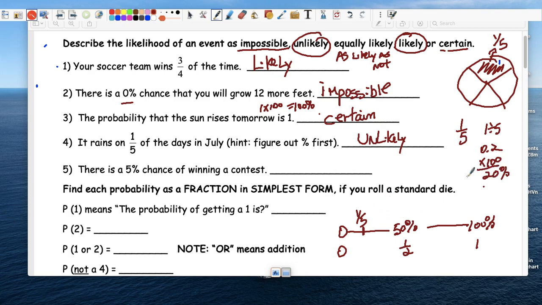So again, about here. There's a 5% chance of winning the contest. Where is the 5%? 5% is about here. That's about 5%. So that's also unlikely, right? Very little chance of you winning.